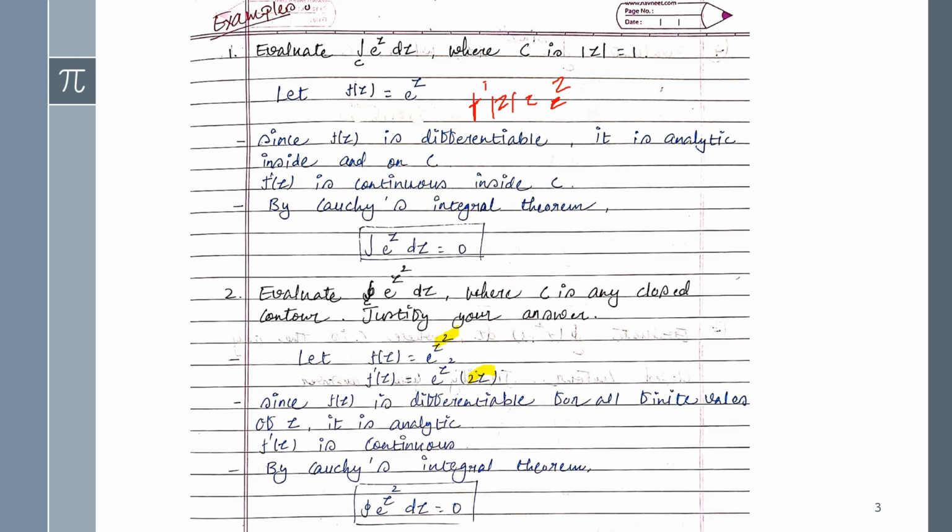Okay, and if f of z is differentiable, then f dash will be differentiable, and if f dash z is differentiable, then f dash z will be continuous. Okay, so by Cauchy's integral theorem we can write this integral of f of z dz equals 0.